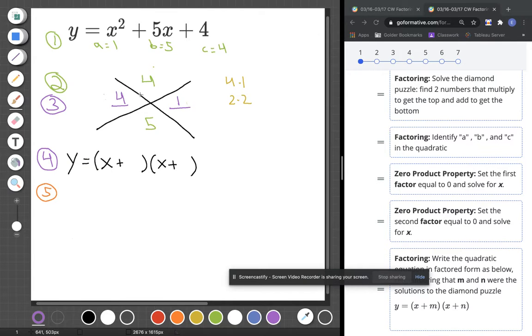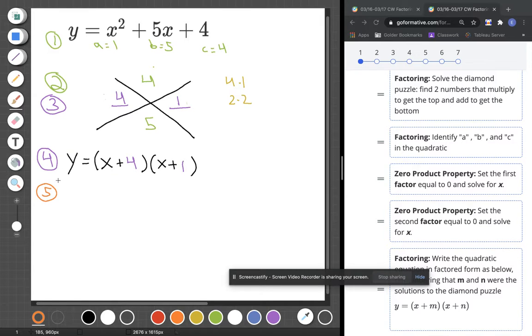Okay, once you have that, you're going to take those two numbers and you plug it into your factored form. Your factored form always has an outline that looks like this. Y equals parentheses x plus some number, parentheses, and another set, x plus some other number. Well, those two things we found are those numbers. So the 4 could go in this one, the 1 could go in this one, and it doesn't matter if those are flipped around. It's the same thing.